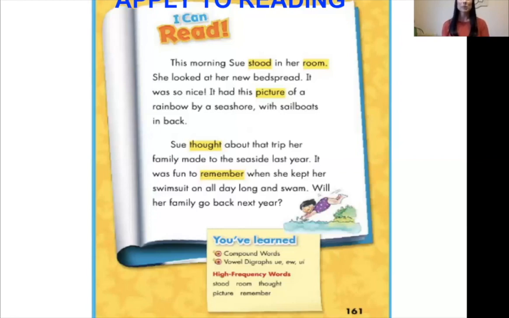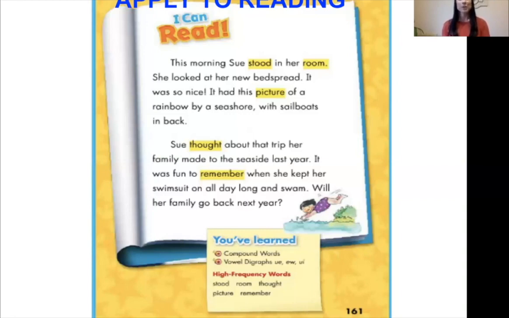This morning, Sue stood in her room. She looked at her new bedspread. It was so nice. It had this picture of a rainbow by a seashore with sailboats in back. Why did Sue think her bedspread was so nice? Yeah, it had a beautiful picture. The picture was of a rainbow by a seashore and there were sailboats in the background.